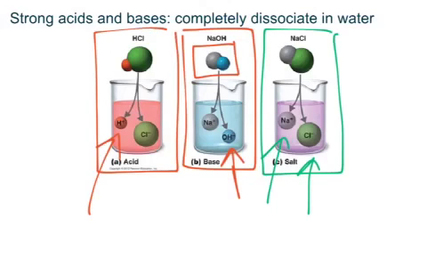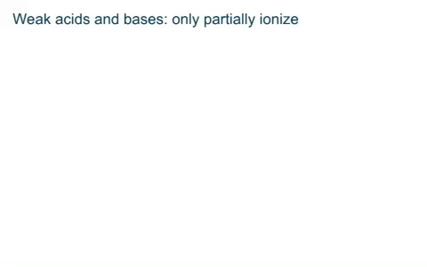Here's your extra hydrogen. Extra hydrogens make hydroniums, and that's what makes it an acid. Every single hydrochloric molecule splits apart into pieces. The difference is if you have a weak acid or a base, they only partially ionize.